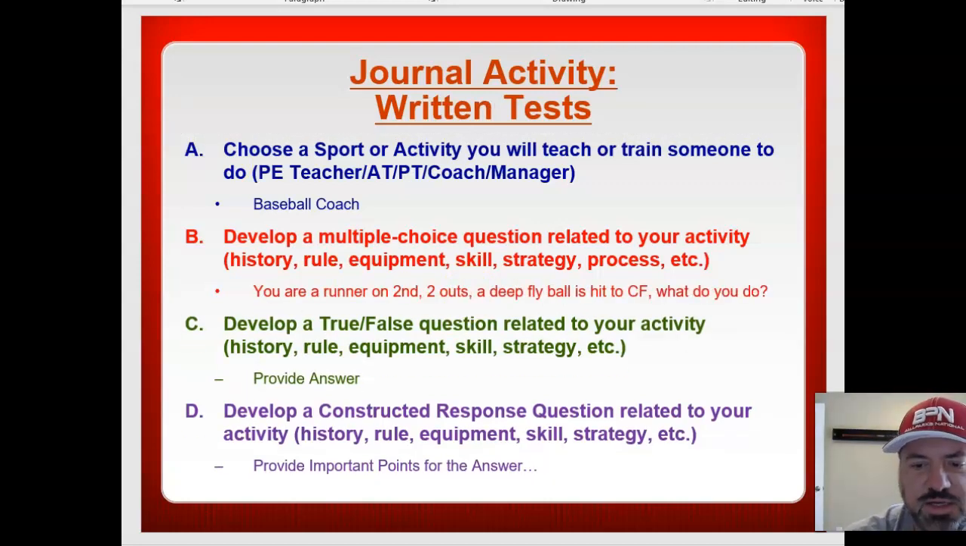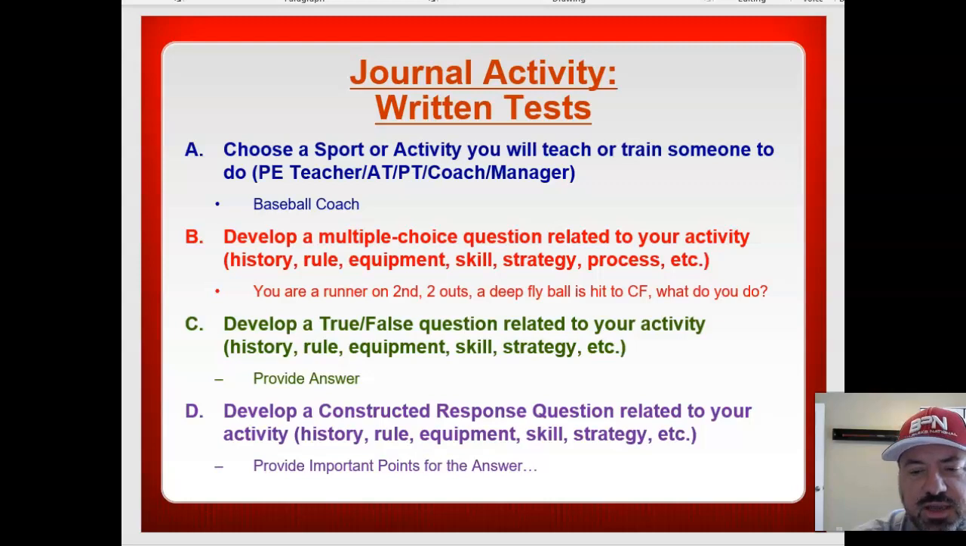So for B, kind of change this up a little bit. You're going to develop a multiple choice question related to your activity. So here's the question. You're the runner on second base. There are 2 outs, and the batter hits a fly ball to deep center field. What should you do? A, wait to see if the center fielder catches it. B, tag up and go to third after the catch is made. C, put your head down and try to score. D, run to third immediately on contact and watch and listen for instructions from the third base coach.